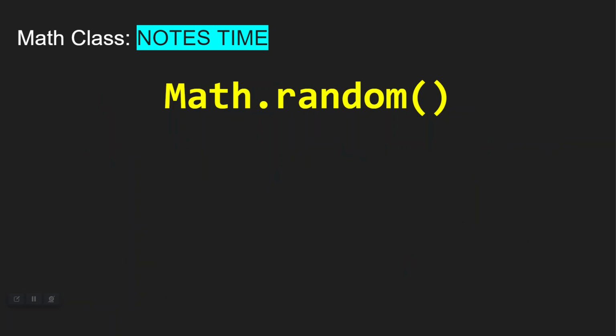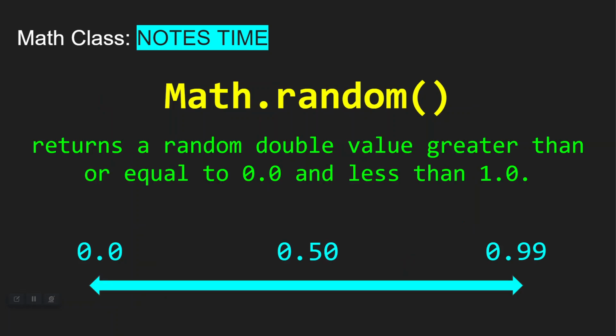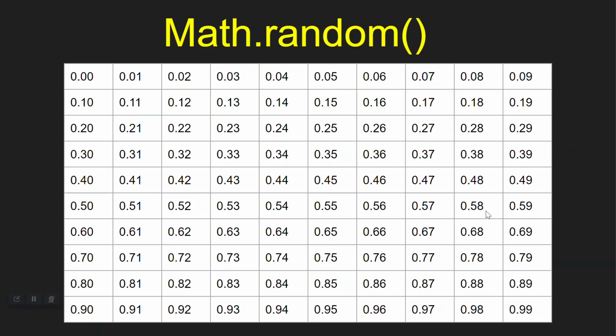But now it's time to talk about Math.random. Math.random is a funny kind of method, and it gets used in a couple of different ways, and both of them are important to understand for the class, obviously. If you just call Math.random by itself, it returns a random double value that is greater than or equal to 0.0 and less than 1.0. So it'll be anywhere from 0.0 all the way up to 0.99. That's what Math.random by itself is going to return.